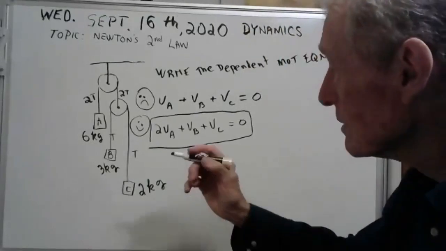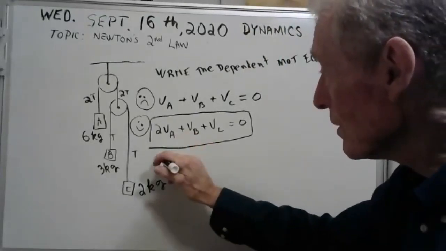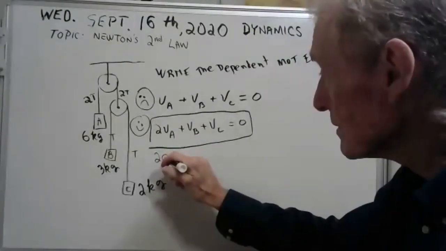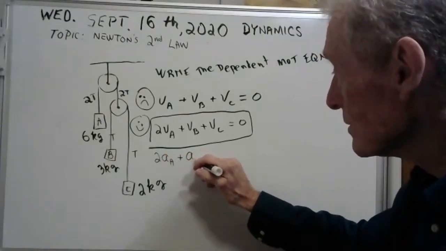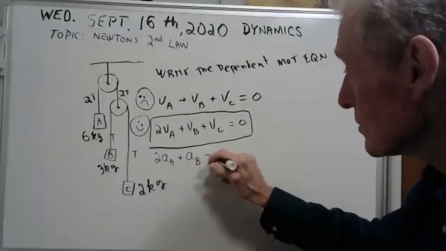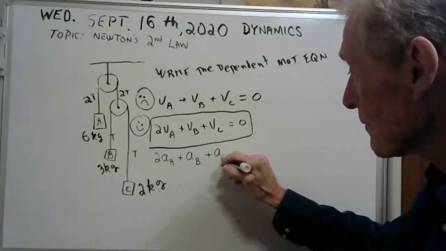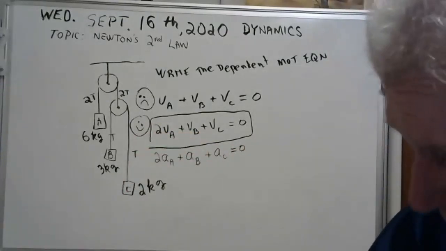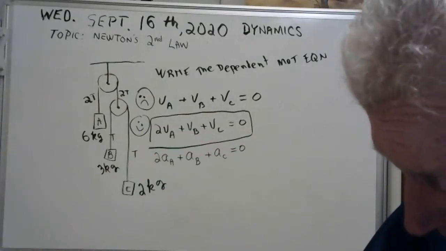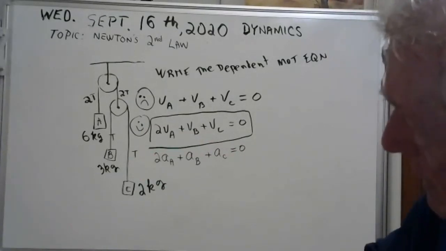And you know the derivative of velocity is the acceleration. So now we're going to write the dependent motion equation for acceleration. Ta-da, we just did it. Okay, now the next step.